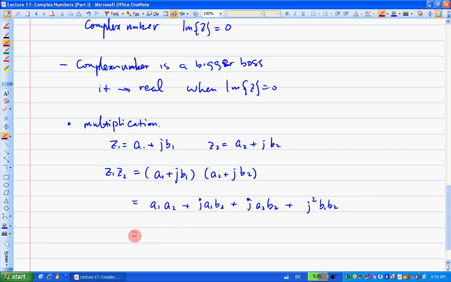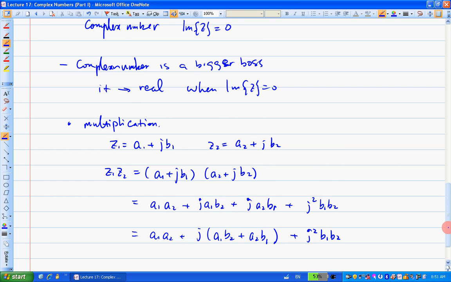So the middle terms can be simplified into A1 B2 plus A2 B1, and then j squared B1 B2.